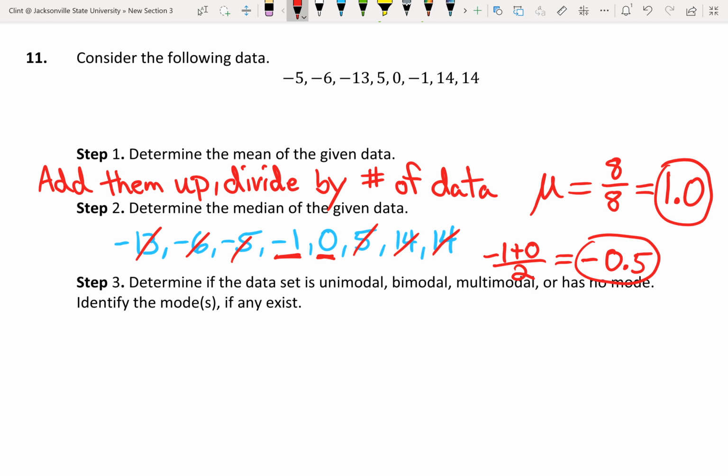Okay, and then step 3 says find the mode, and is it unimodal, bimodal, or multimodal, or no mode? Okay. Here we have 14 is on there twice. That's more than any other data value, so our mode is 14. We only have one mode, so this is unimodal.